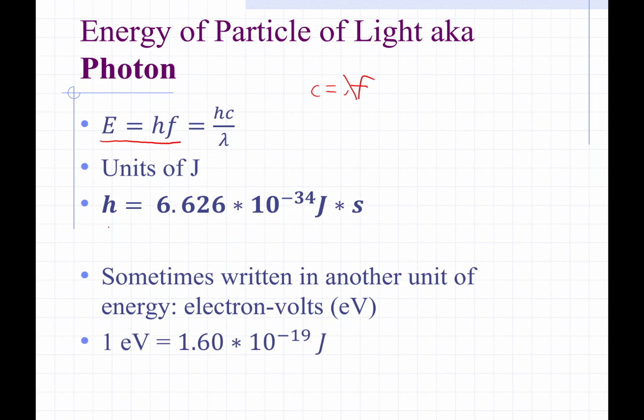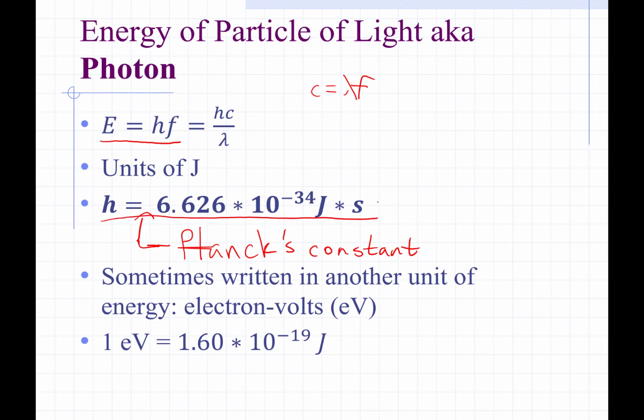H is called Planck's constant, and it's another fundamental universal constant. So you do need to write down this constant. It's equal to 6.626 times 10 to the minus 34 joules times seconds, or joule seconds.